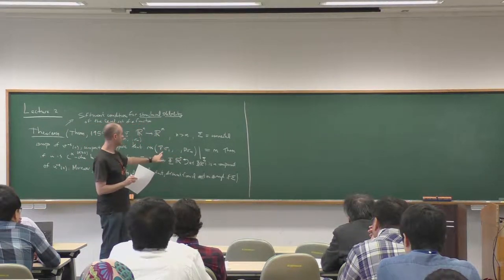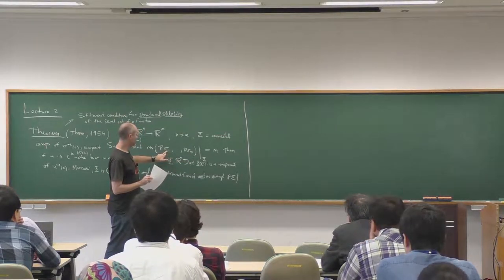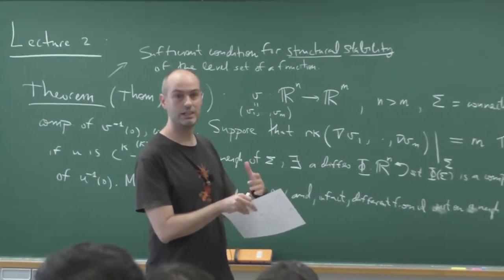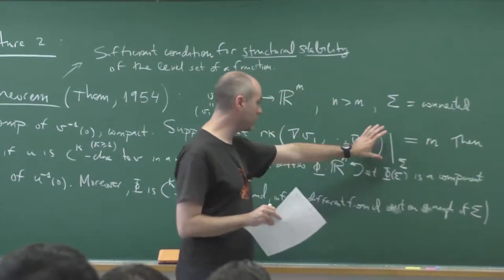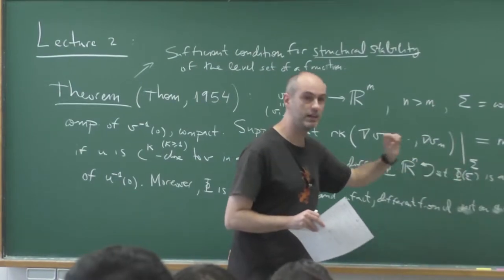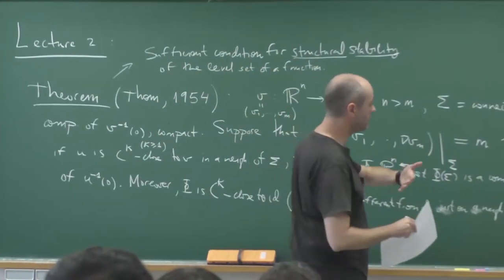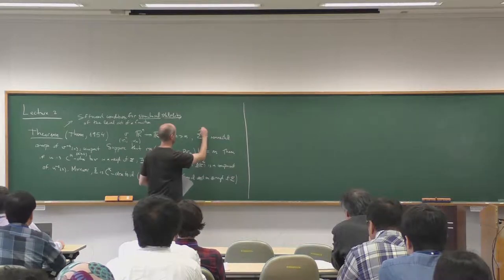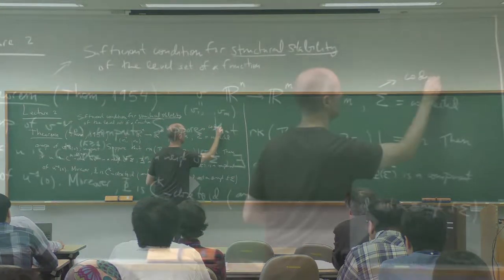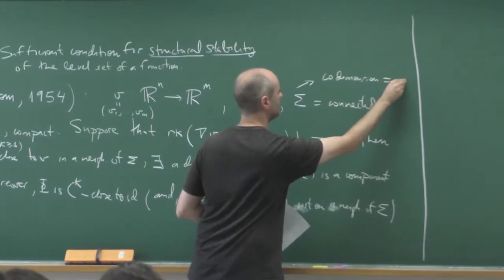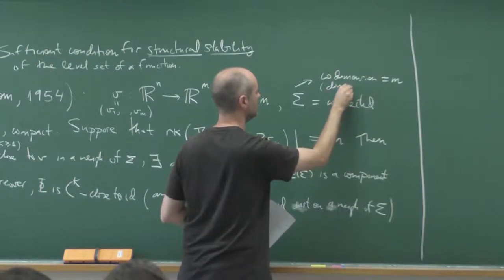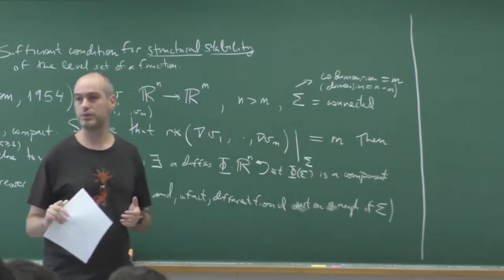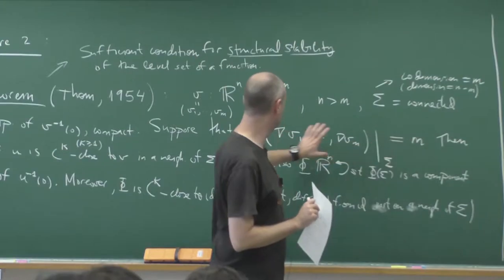So this means that the rank of the gradient of these m functions, v1 to vm, with n components, is maximal on sigma. So the differential, the Jacobian matrix, at each point of sigma is onto, is surjective, okay? On the normal plane to this sigma. So in particular, this implies that the codimension of sigma is equal to m, or in other words, the dimension is equal to n minus m. Okay, this is this condition. You have the maximality of the rank of the differential on the normal bundle.